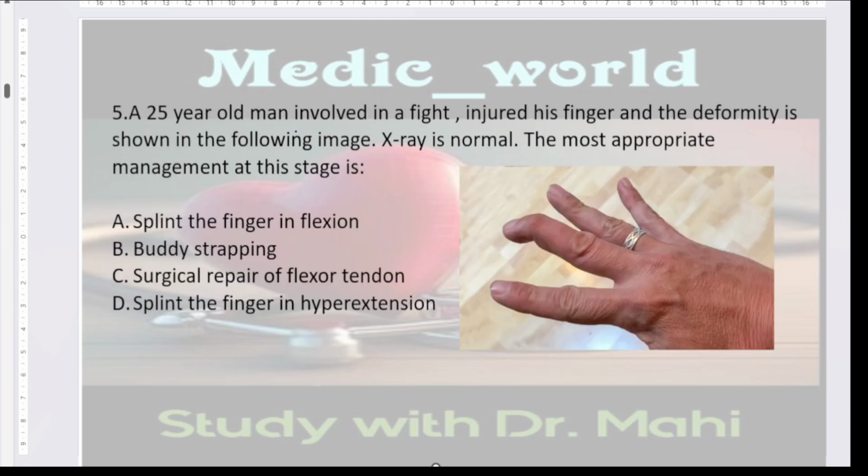A 25-year-old man involved in a fight injured his finger, and the deformity is shown in the following image. X-ray is normal. The most appropriate management at this stage is based on the mechanism of injury and the deformity. We can see there is flexion at the distal interphalangeal joint along with a normal radiograph, so we can diagnose this case as mallet finger.